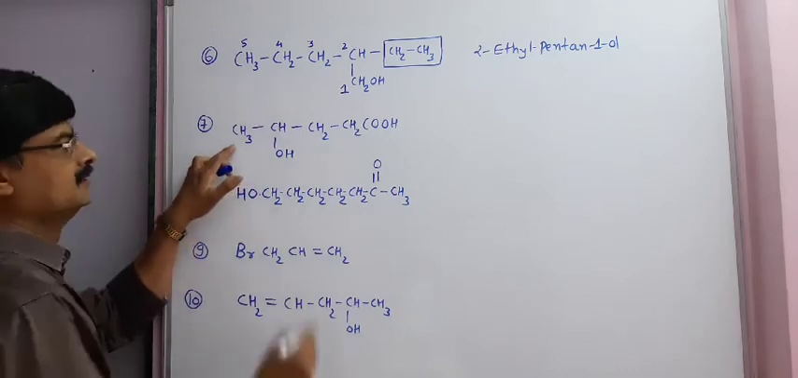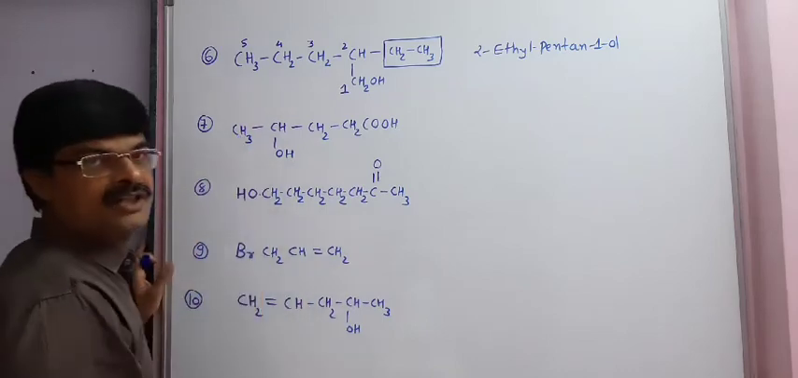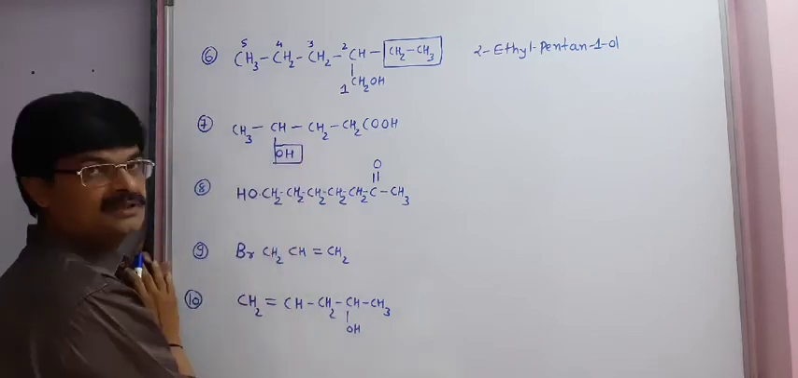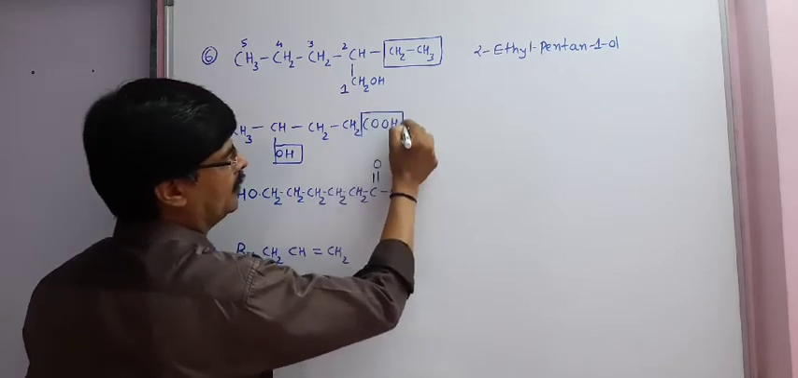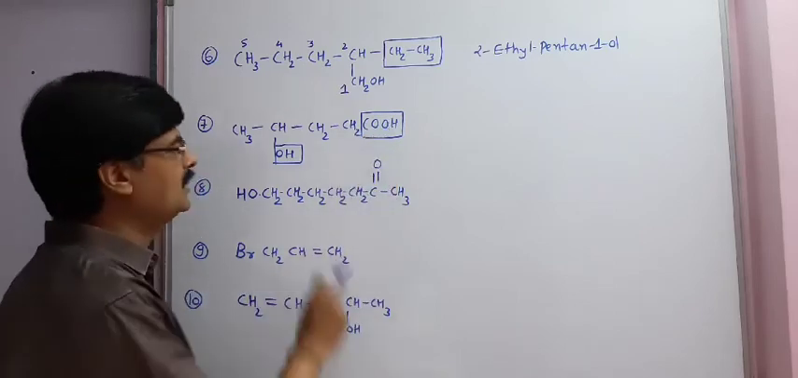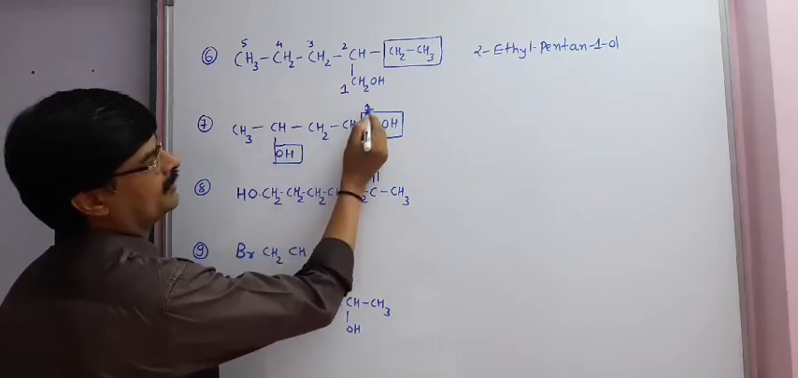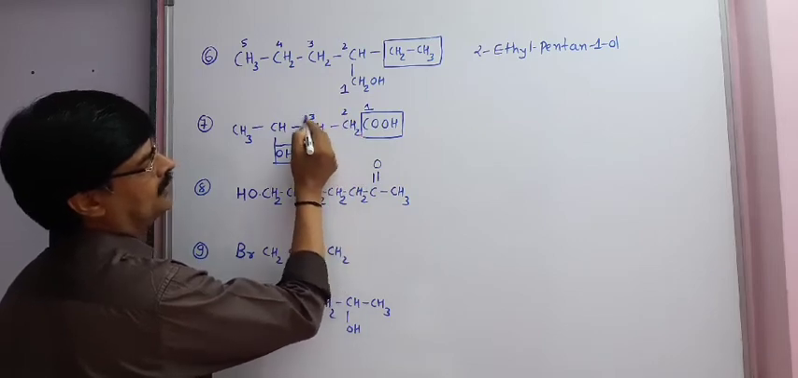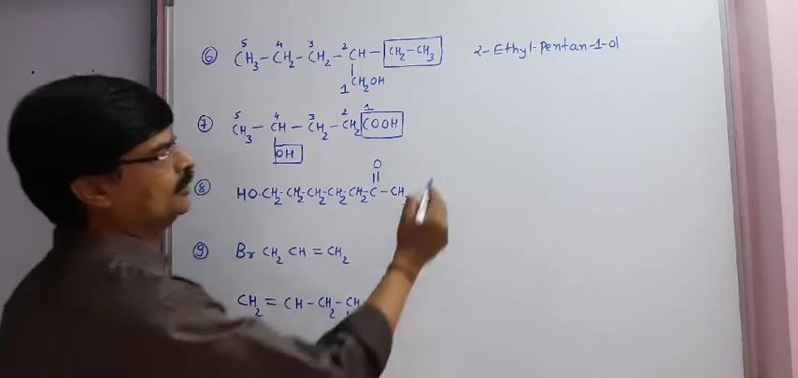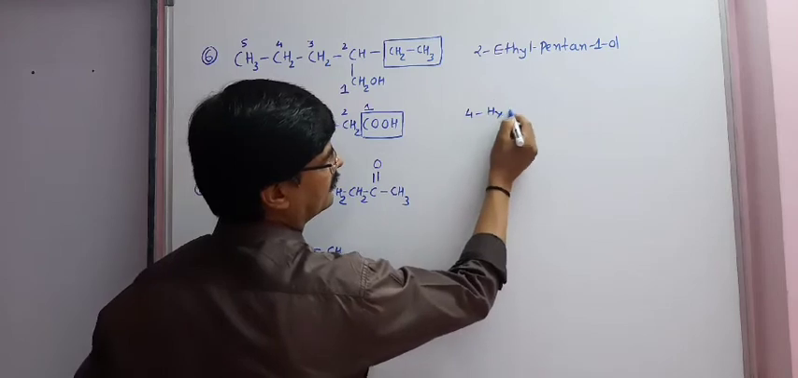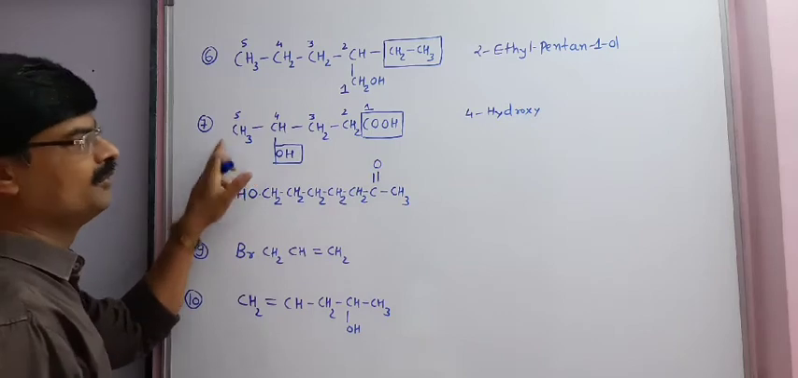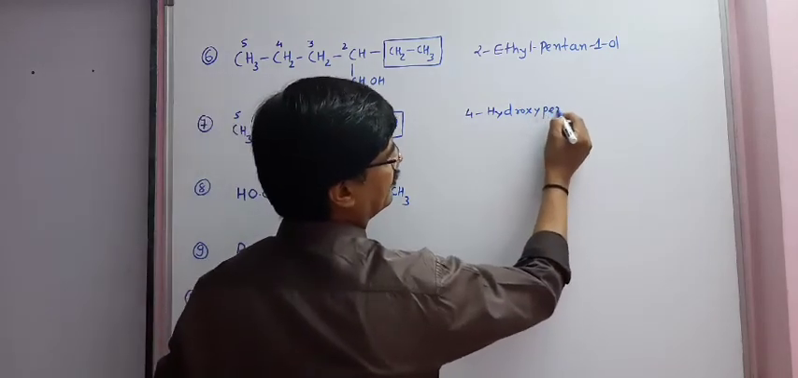Now for the next. First of all, we will decide the longest possible chain of carbon atoms. Here we have two functional groups. One is the OH functional group and another is the COOH functional group. But the priority of the COOH group is more than OH. So numbering will start from this carbon: 1, 2, 3, 4 and 5. Now on 4 number we have a hydroxy group. So 4-hydroxy, total number of carbon atoms are 5, so pentanoic acid.